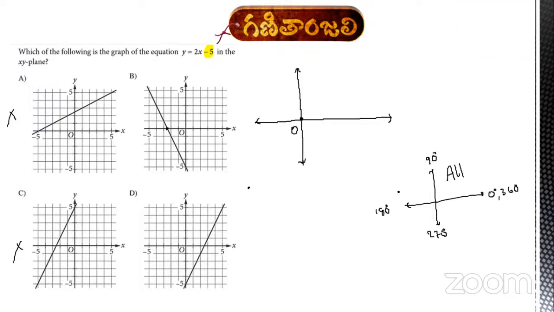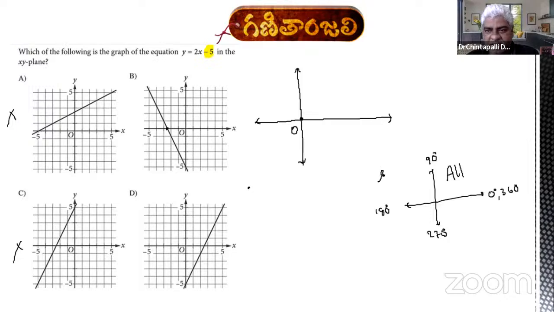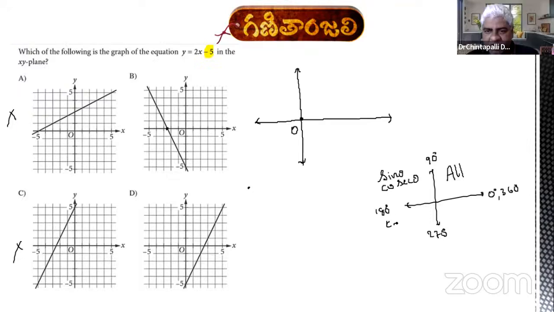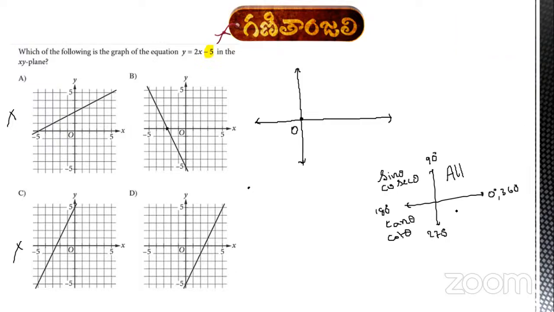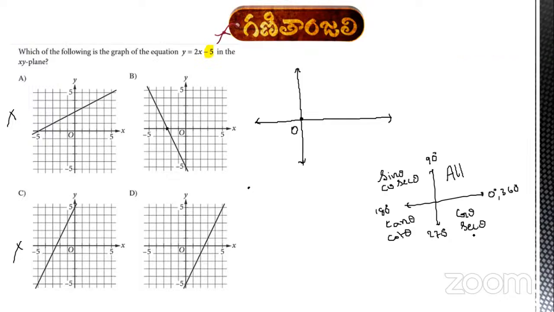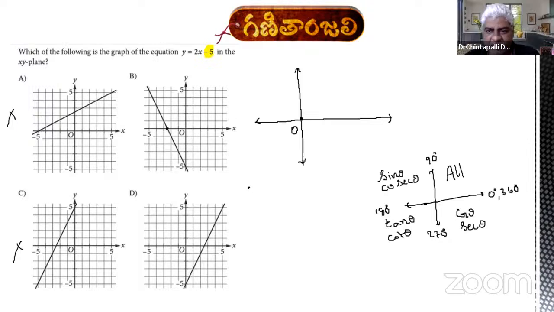In the second quadrant, sin theta and cosec theta are positive. Tan theta and cot theta, cos theta and sec theta, this is very essential. It is very clear: tan theta is positive only in the first quadrant and the third quadrant.